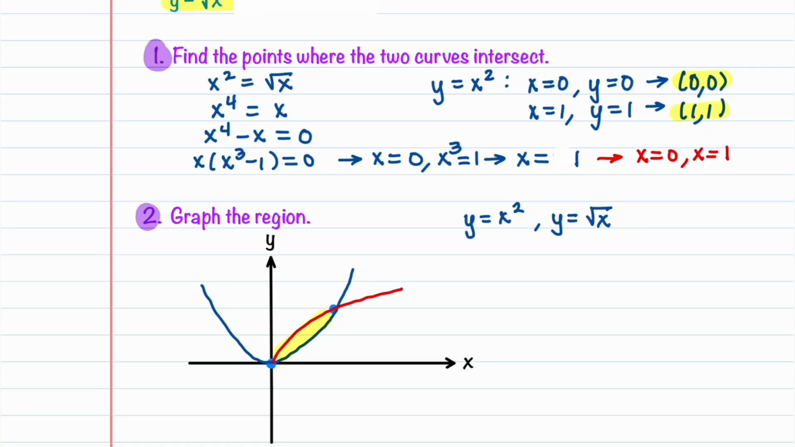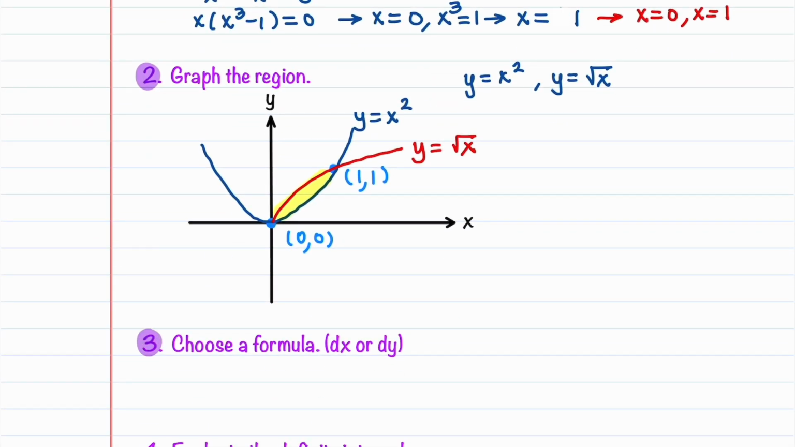Now let's go ahead and label everything. Our first intersection point was the origin, (0, 0), and then this point was (1, 1). Our curve in blue is y is equal to x squared, and then our other curve is y is equal to the square root of x. It's really important to label everything because that's going to make setting up the integral a lot easier.